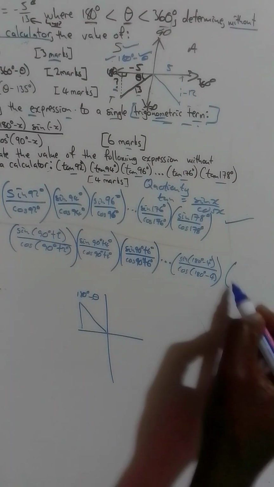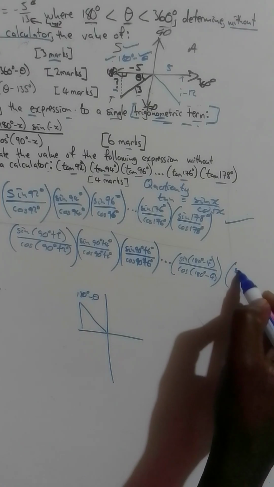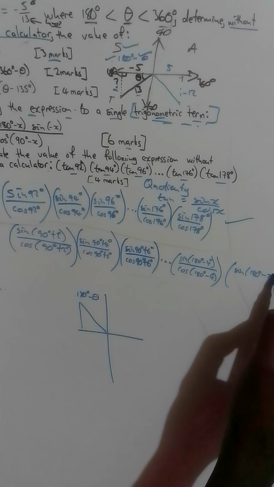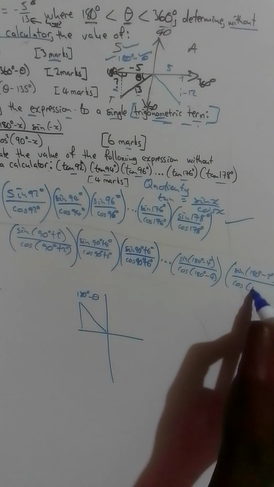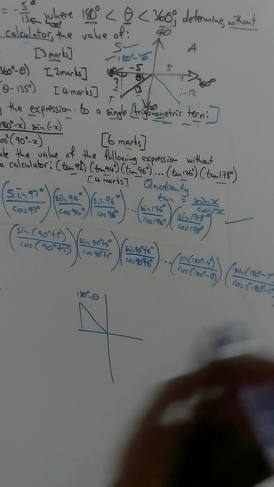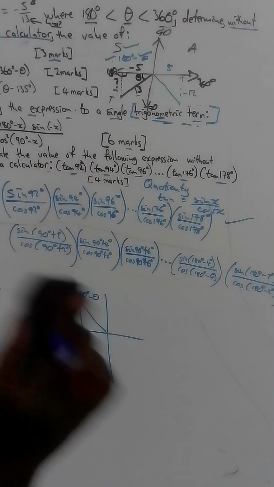And then last but not least, for me to get to 180, if I'm at 178, it's 2 degrees. So sin 180 minus 2 degrees all over cos 180 minus 2 degrees, right? I'm done, right, with getting my second mark.